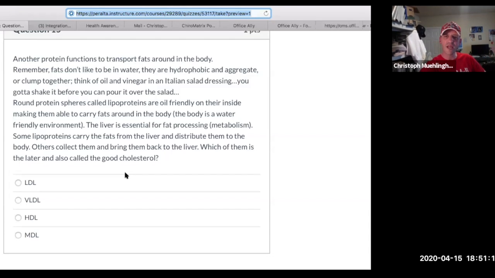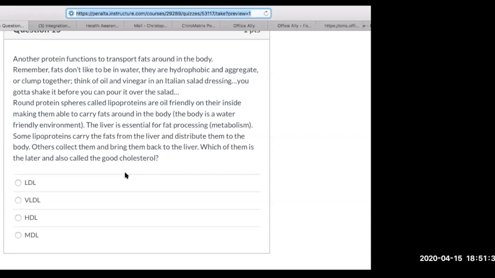The liver is essential for fat processing, or metabolism, as we call chemical processing. Some lipoproteins carry the fats from the liver and distribute them into the body. Others collect them and bring them back to the liver. Which of them is the latter one, also called the good cholesterol? Cesar? Yes. HDL? HDL.